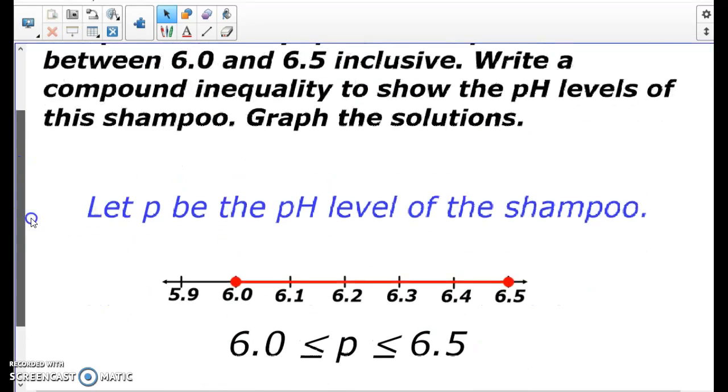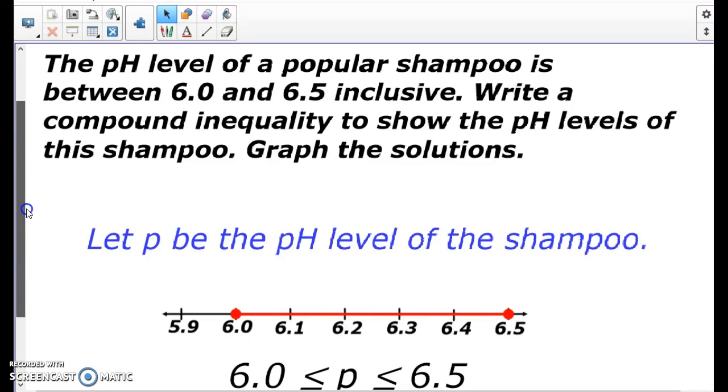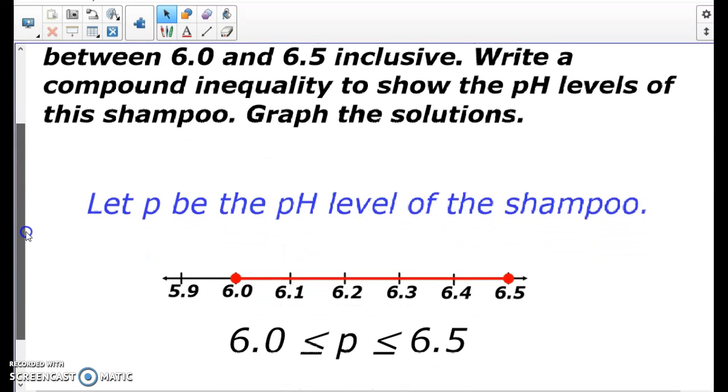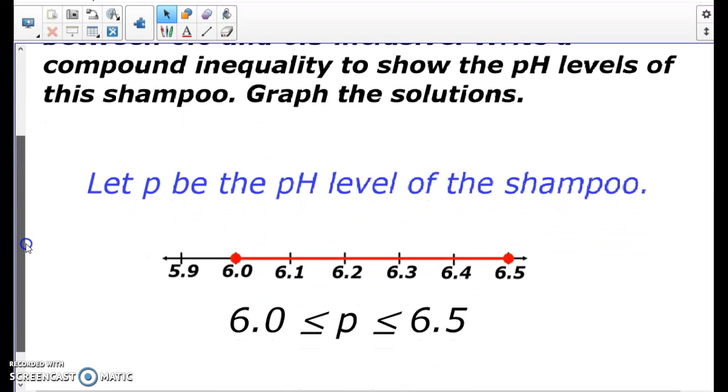So for an example, like with the pH balance of shampoo, or fish tanks, or pools, it has to be a certain level for the pool to be safe. If it has too many chemicals, well then it's not safe, because if you accidentally drink the water, something bad can happen. Or if it doesn't have enough chemicals, well then it's not going to be clean enough for you to go in there, and you can get sick because of all the bacteria.